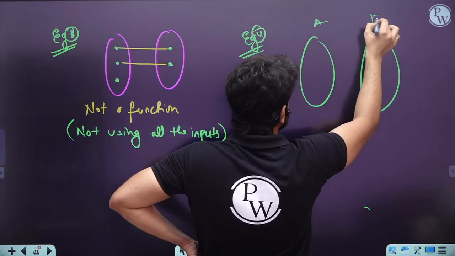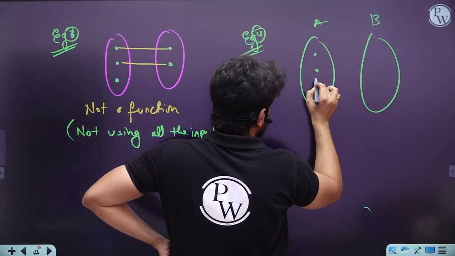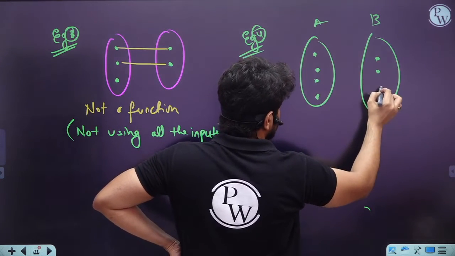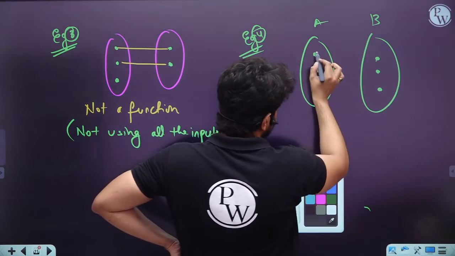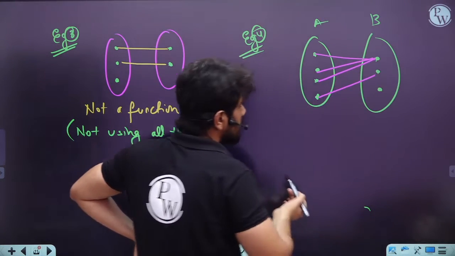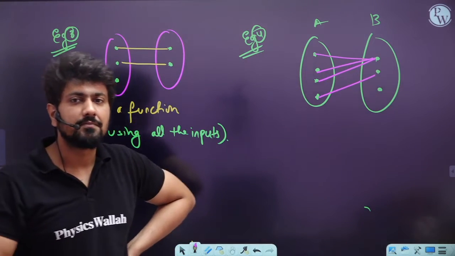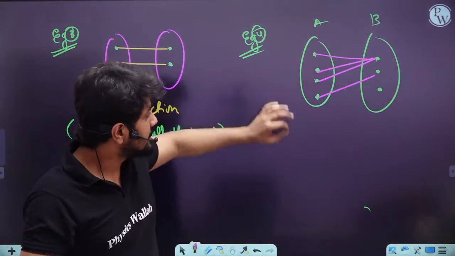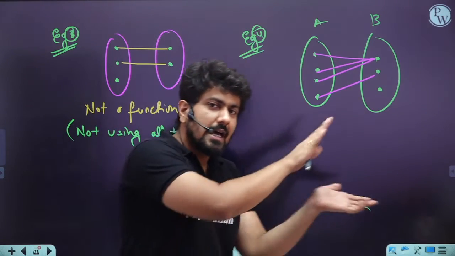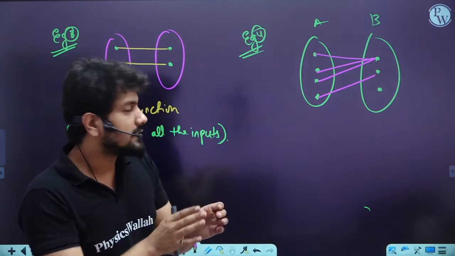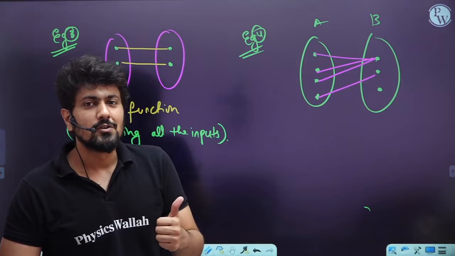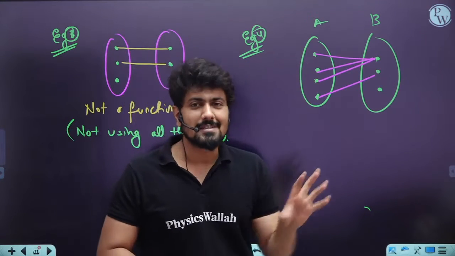This is set A, set B. There are 4 inputs. There are 3 outputs. Now, this is related to this one, this is related to this one, this is related to this one, this is related to this one. Is this a function or is this not a function? So, first rule, are we using all the inputs? Yes, we are using all the inputs. Second rule, is there any diversion? No, there isn't any diversion. There is only conversion. Conversion is allowed. Diversion is not allowed. So, it is following both the rules, right?